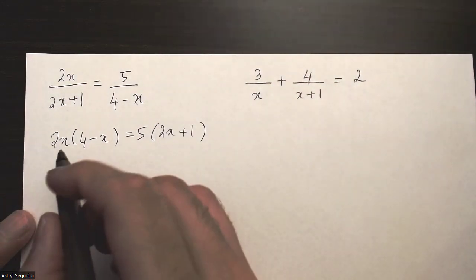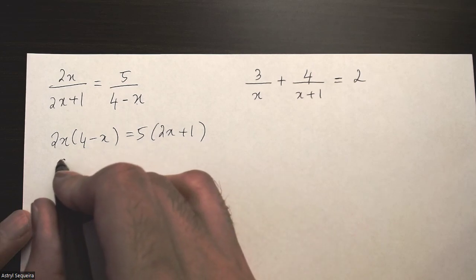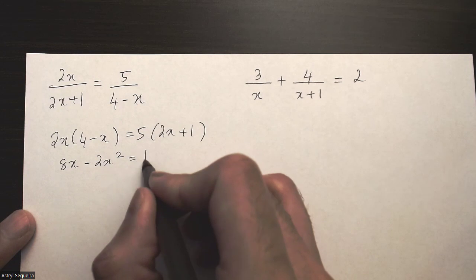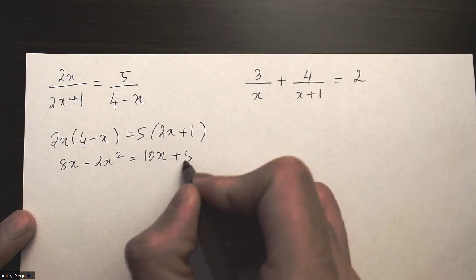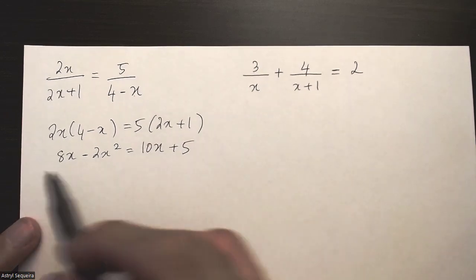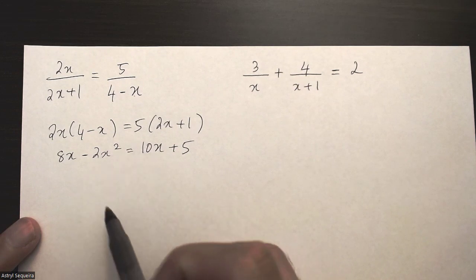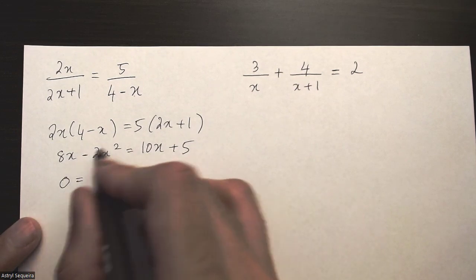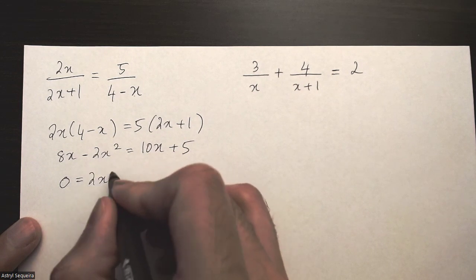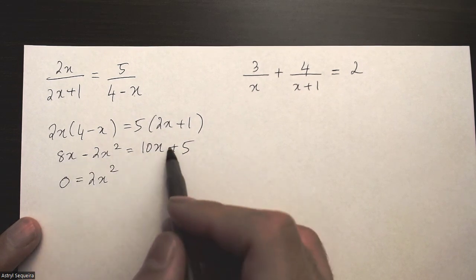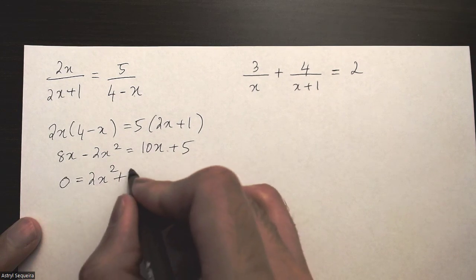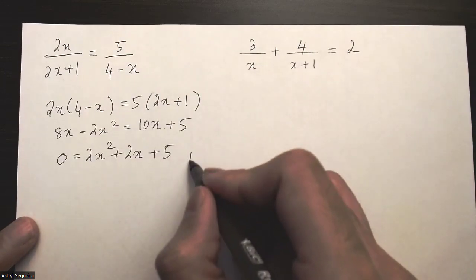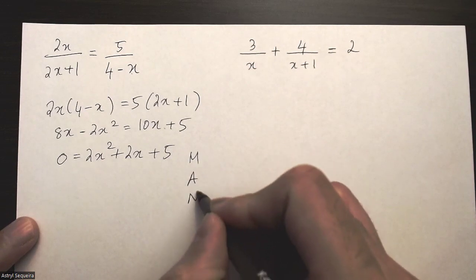Next, I'll distribute into the brackets. So that's 8x minus 2x squared equals 10x plus 5. This is going to become a quadratic equation because I have an x squared term. I'll bring everything to the right side because I like to have my x squared term as positive. 10x minus 8x is just 2x and 5. So now I have to factor this complex trinomial.